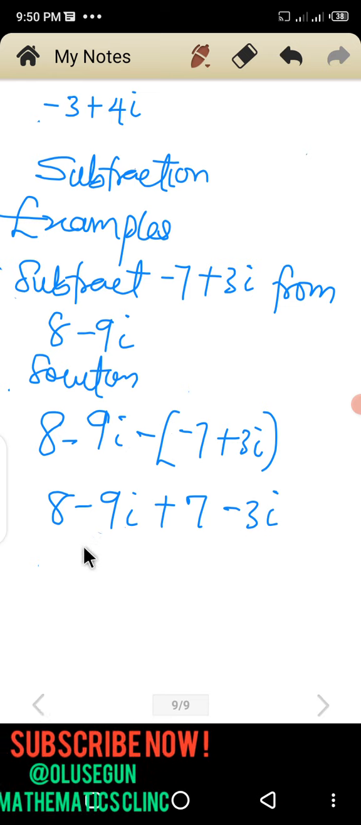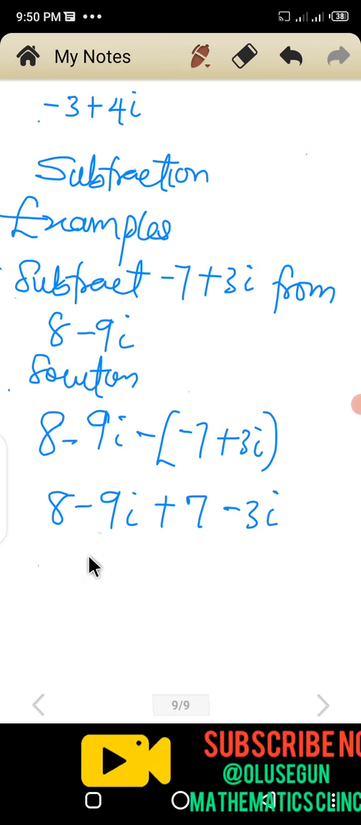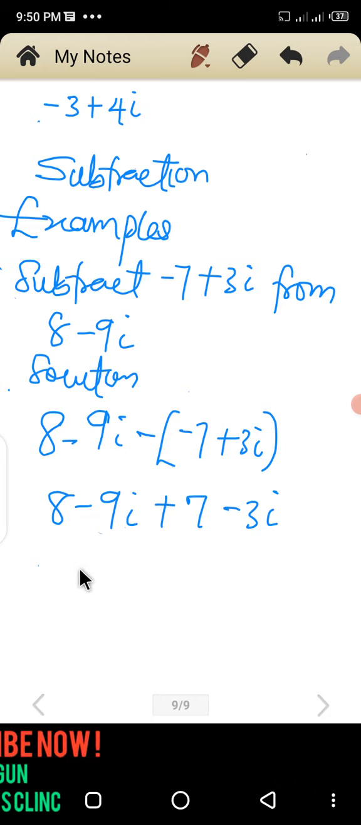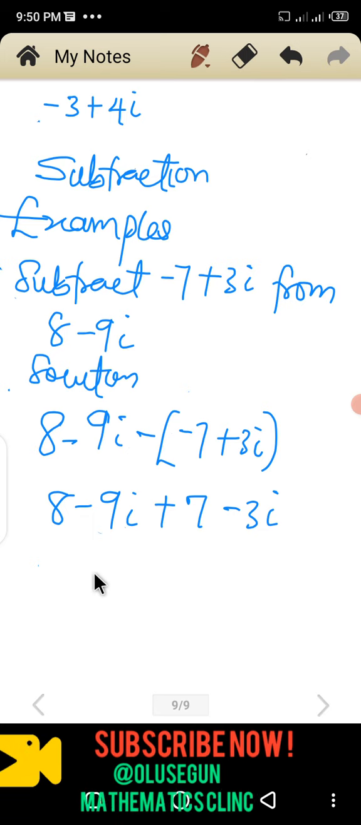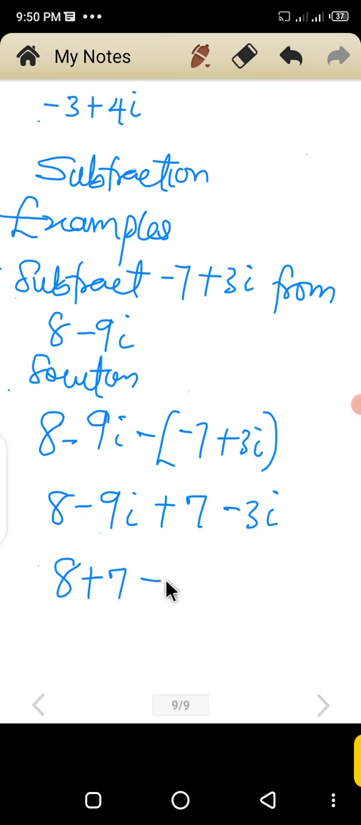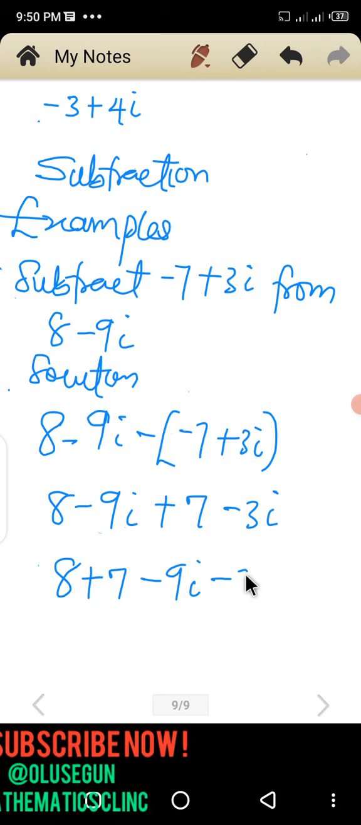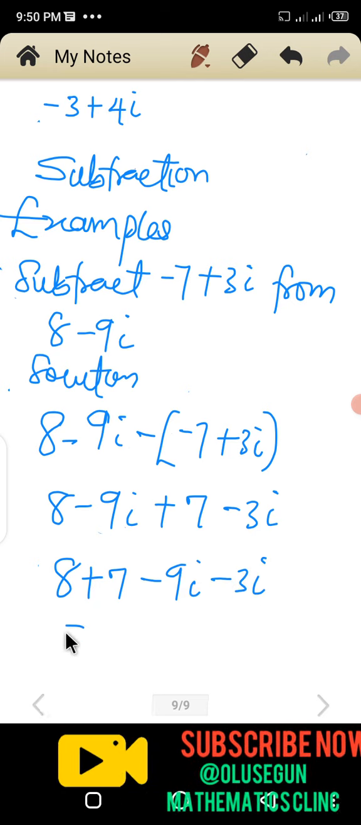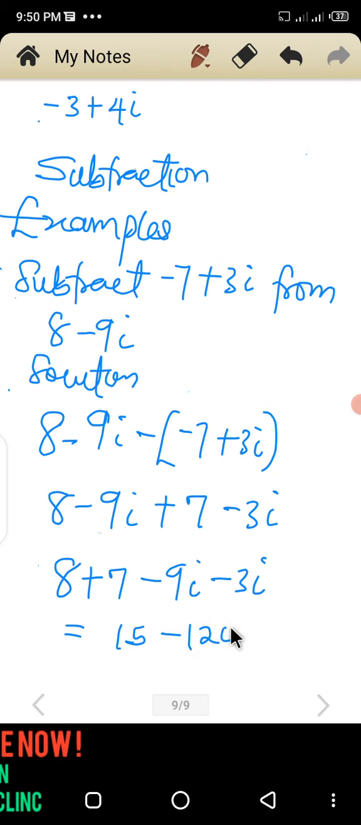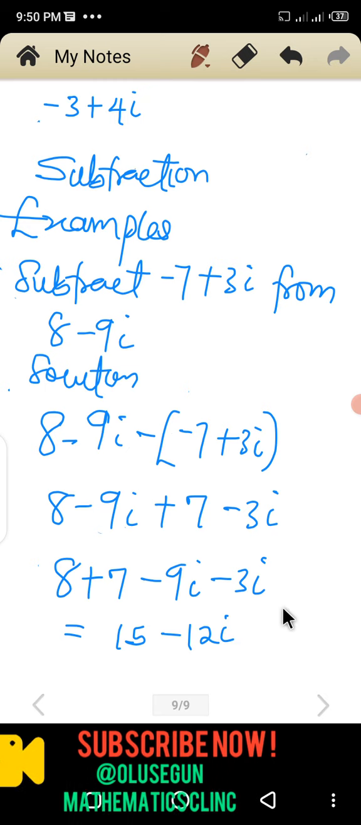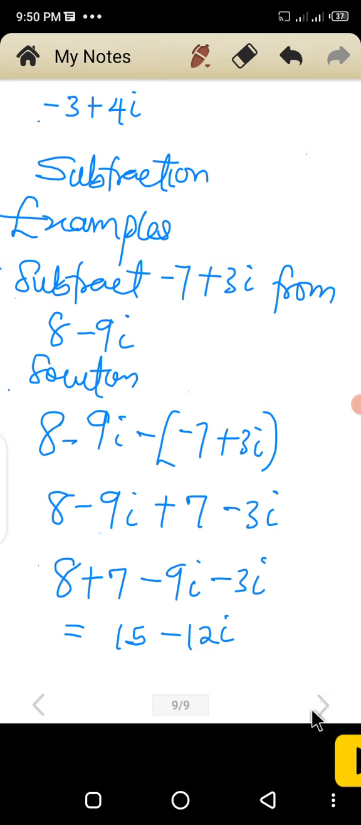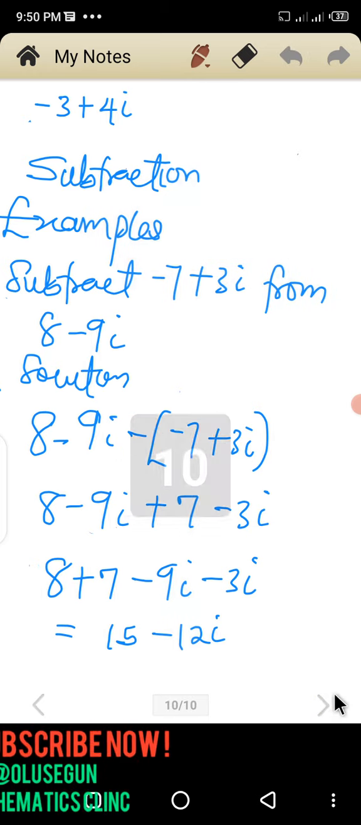So according to what I've said, you add the two together. The real will be added to the real and the imaginary will be added to the imaginary, which is 8 plus 7, minus 9i minus 3i, which will give us 15 minus 12i. That is the answer for the example. For the first example we're able to solve. Let's solve another one.